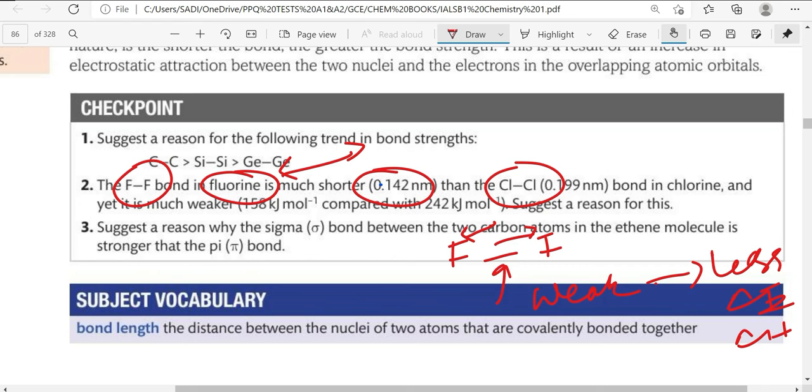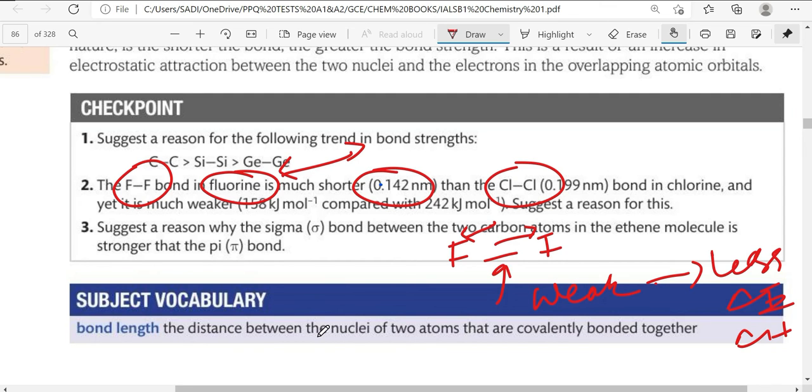Are you clear with this? It's all about the repulsion, right? So there's a strong repulsion between fluorine atoms as compared to chlorine. That's why the bond is getting weaker, and the amount of energy needed to break a weak bond is less.